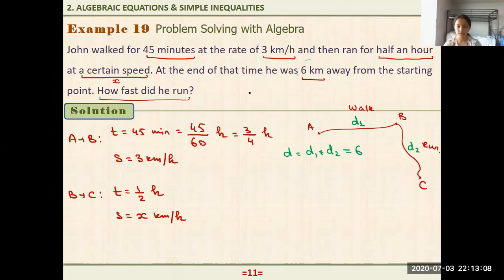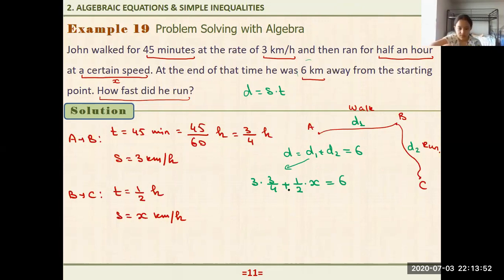And now also we know, Shahina, what is the distance? Distance equals speed times time, right? Using this one now, let me just write for the first distance. D1 is speed times time. And the speed here is 3 and time is 3 over 4, right? So that is 3 times 3 over 4 plus, how about D2? D2 is again speed times time. Speed is x times 1 over 2. So that is 1 over 2 times x. And on the right hand side, we have total distance, that is 6.